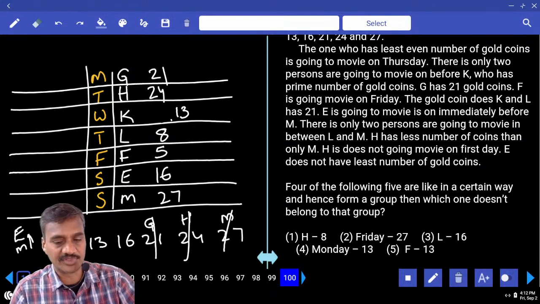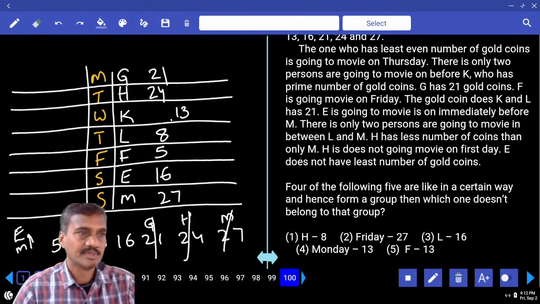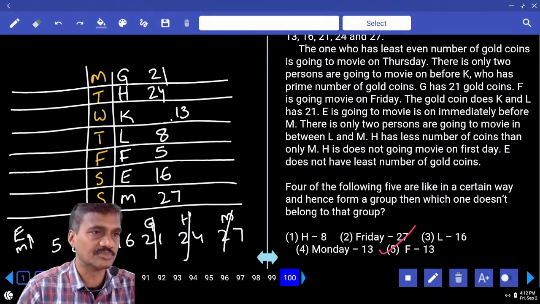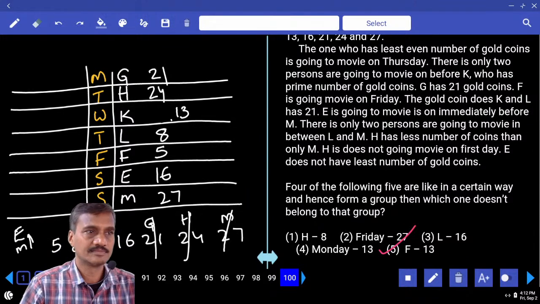Then we need to find out the direction. H is before 8, and Friday is before 27. L is before 16. Monday is before 13, and F is after 13. Hence, what is your answer? Choice 5, question number 100. Clear?